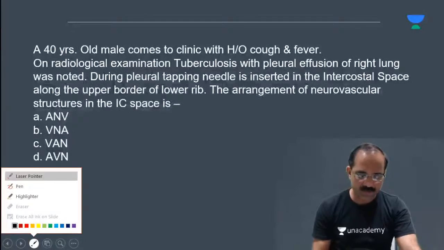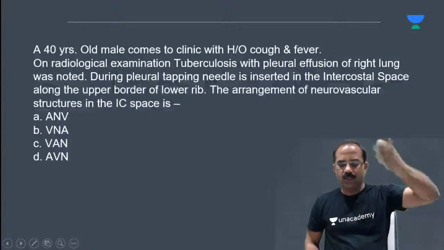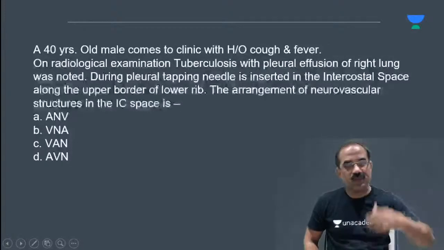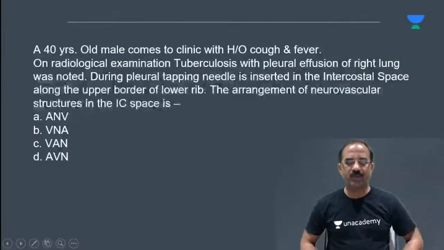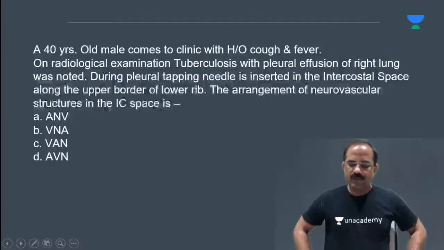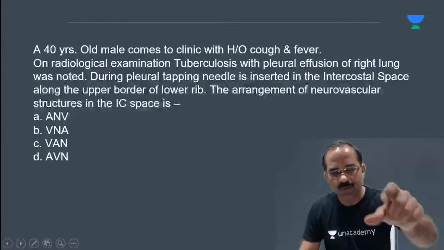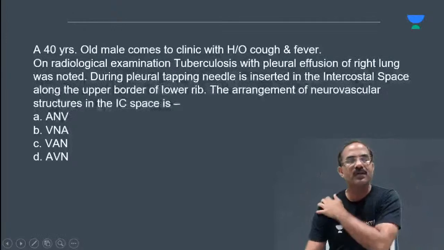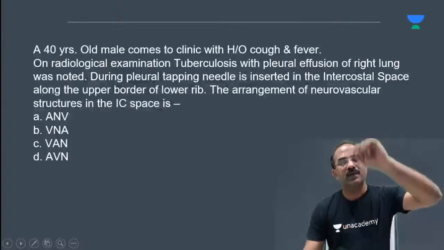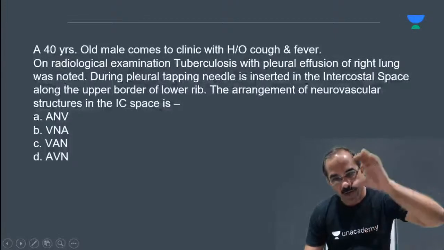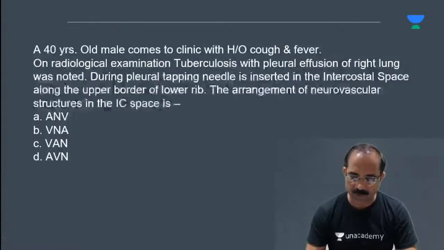Students, if you can answer this. A 40-year-old male comes to the clinic with a history of cough and fever. On radiological examination, tuberculosis with pleural effusion of the right lung was noted. During pleural tapping, the needle is inserted in the intercostal space along the upper border of the lower rib. Where do you insert the needle? If you have two ribs, the upper rib and the lower rib, the needle is always inserted on the upper border of the lower rib. I hope you are understanding this.